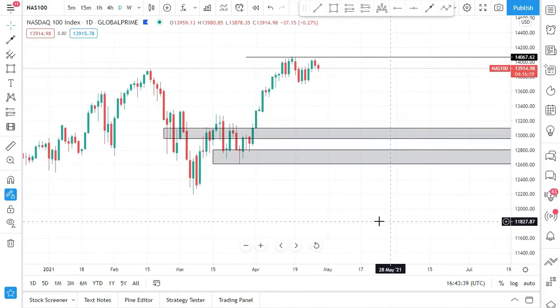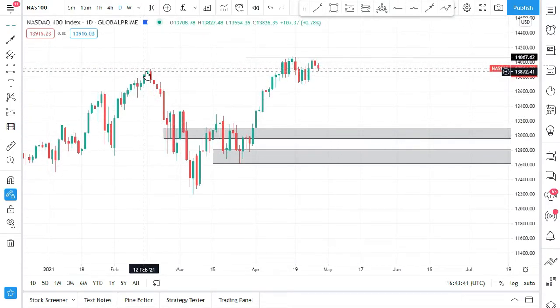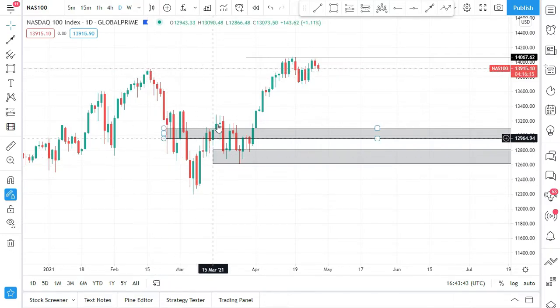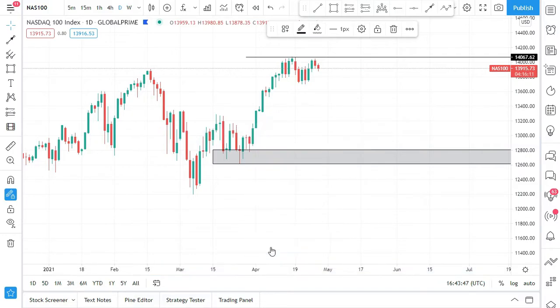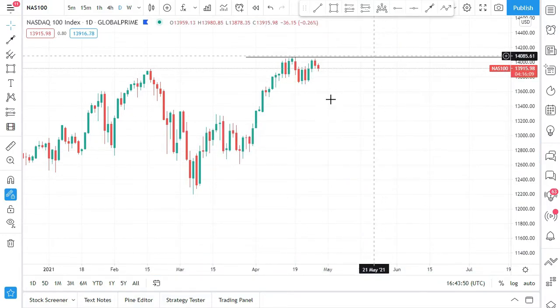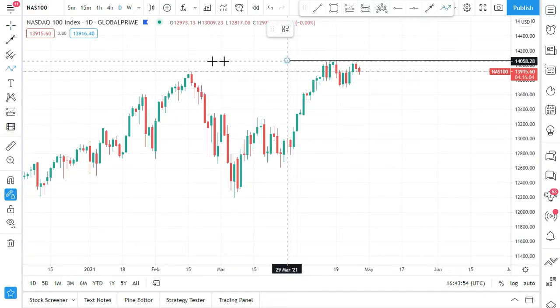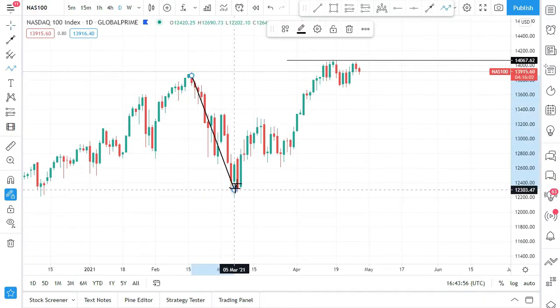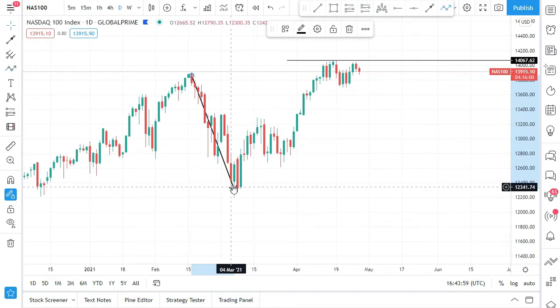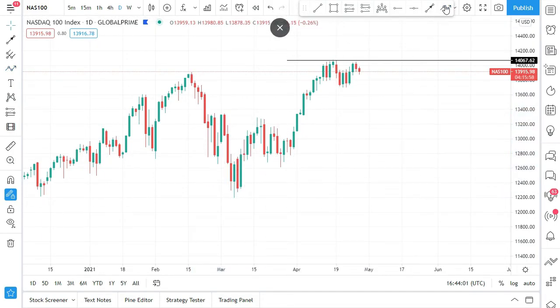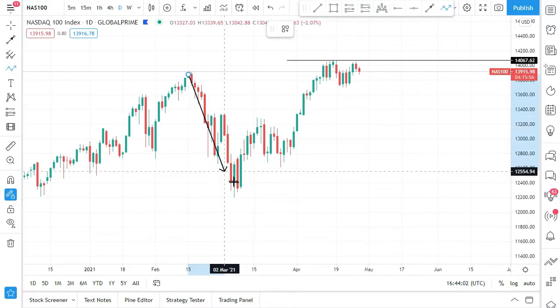On the daily time frame, you can see that there's a double bottom that formed. Let me just remove this. This is the double bottom that formed. Let me just highlight it.